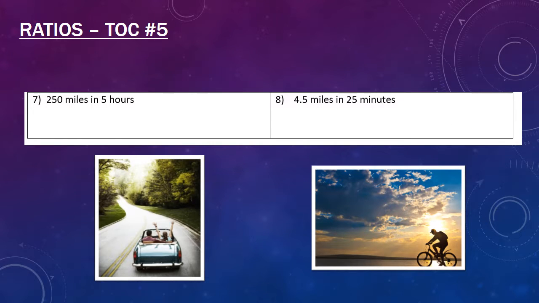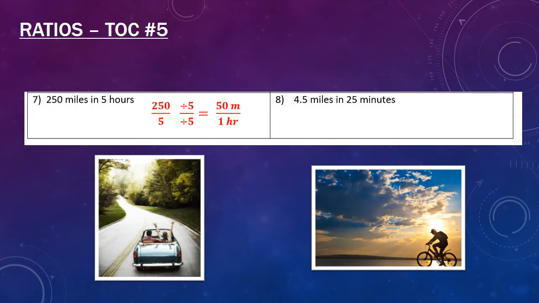In number 7, I'm driving in a car and it took us 5 hours to go 250 miles. So I write that as a rate, 250 over 5. I'm going to divide by the denominator, which is 5. And I figure out by doing that that we were driving 50 miles per hour, or 50 over 1. So every hour we're driving 50 miles.